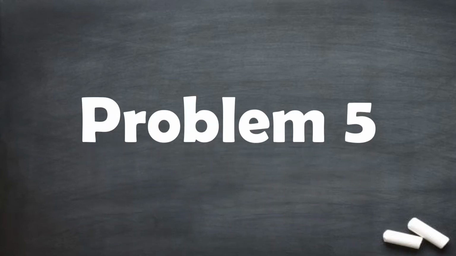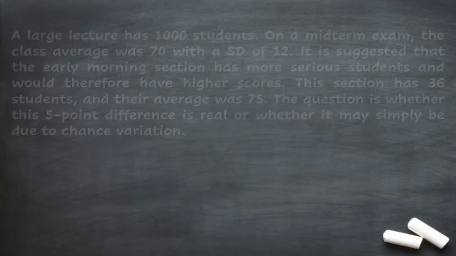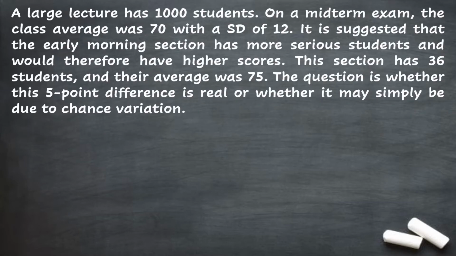Problem number 5. A large lecture has 1,000 students. On a midterm exam, the class average was 70 with a SD or standard deviation of 12. It is suggested that the early morning section has more serious students and would therefore have higher scores. This section has 36 students and their average was 75.